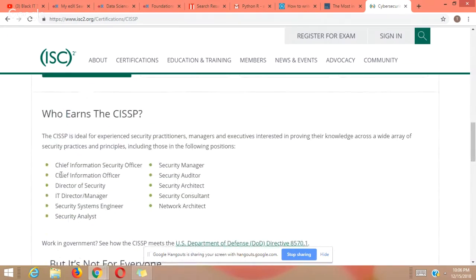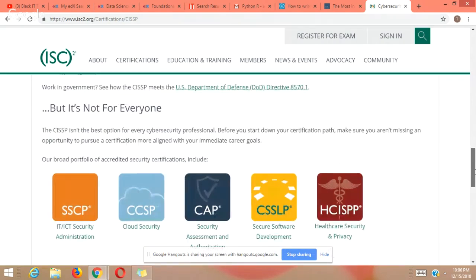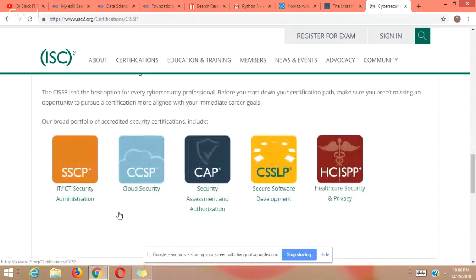So who earns the CISSP? Chief Information Security Officer, Chief Information Officer, Director of Security, IT Director, Security Systems Engineer, Security Analyst, Security Manager, Security Auditor, Security Architect, Security Consultant, Network Architect. So these are all high-ranking roles. These are not entry-level roles. And then you have your SSCP, which is Security Administration, and then Cloud Security.